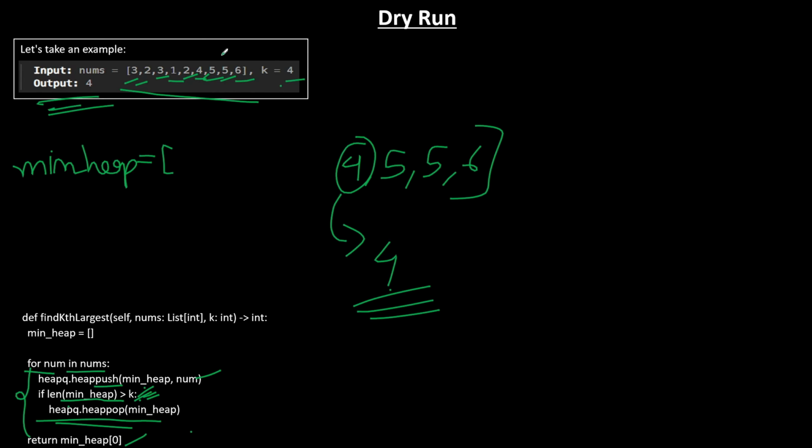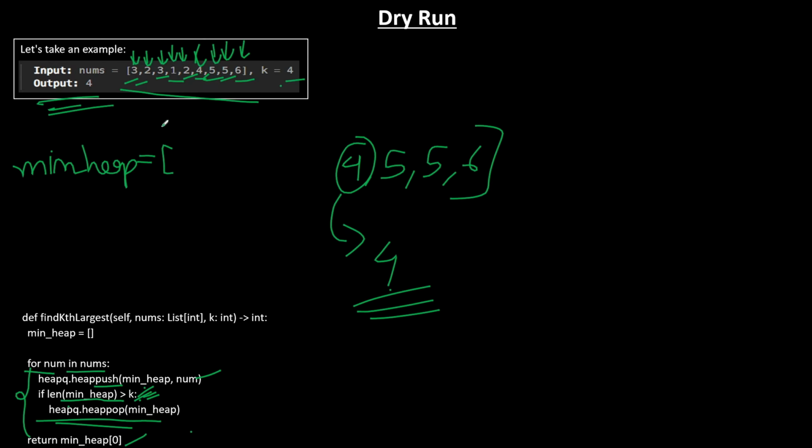Let me recheck. 6 is the largest, 5 is the second largest, 5 again is the third largest, 4 comes out to be the fourth largest, and after that, fifth largest is 3, sixth is 3, seventh is 2, eighth is 2, ninth is 1, right? So our intuition and dry run worked properly and we got the solution.